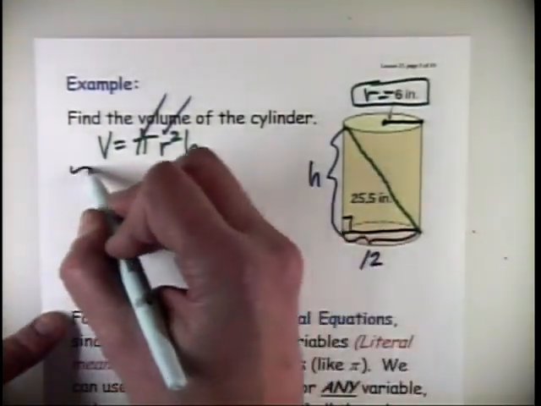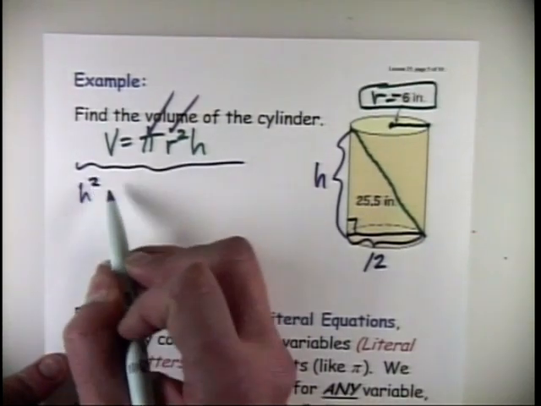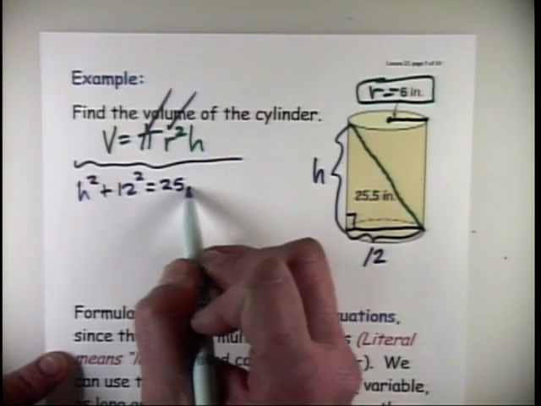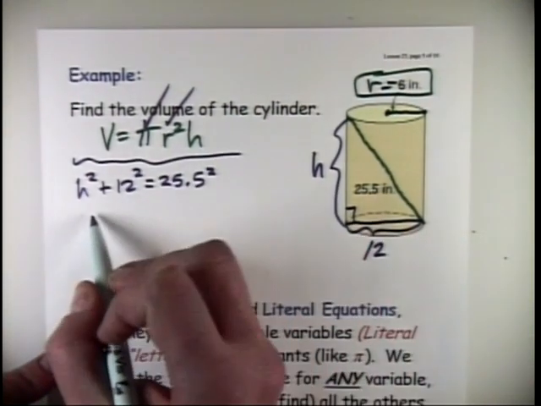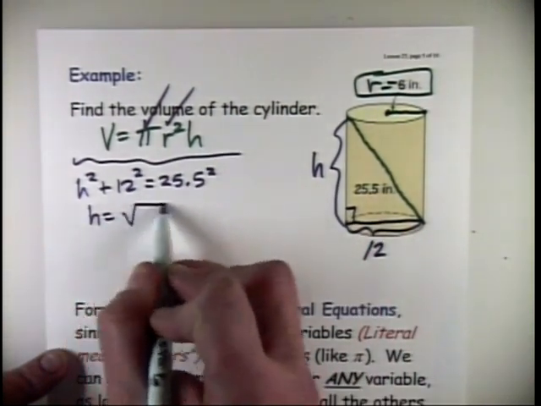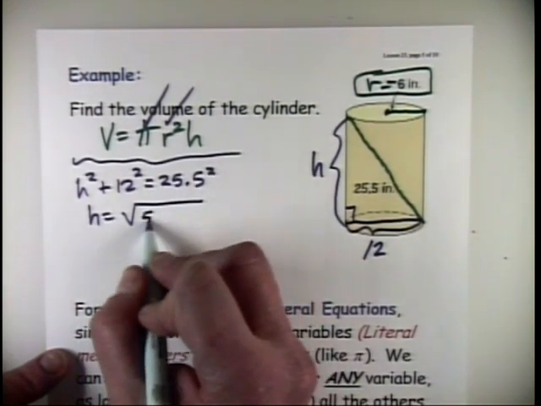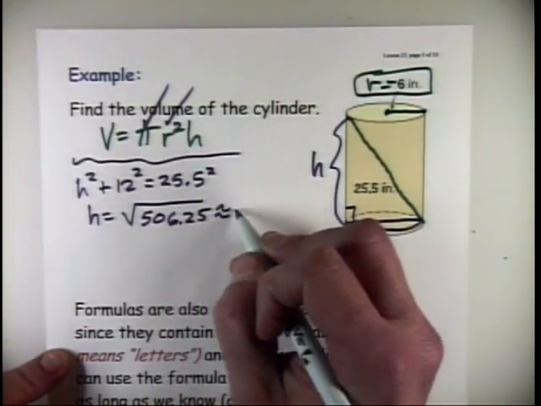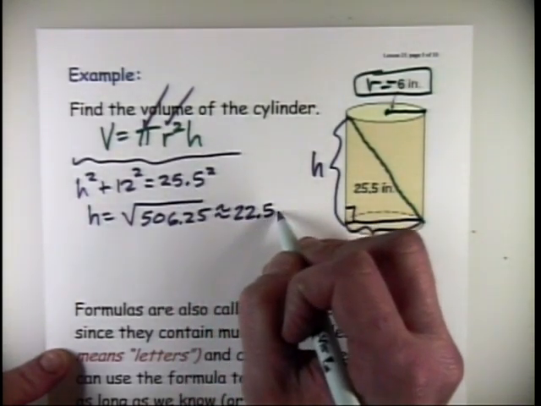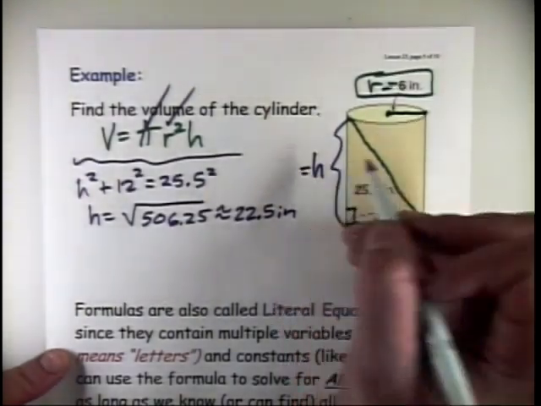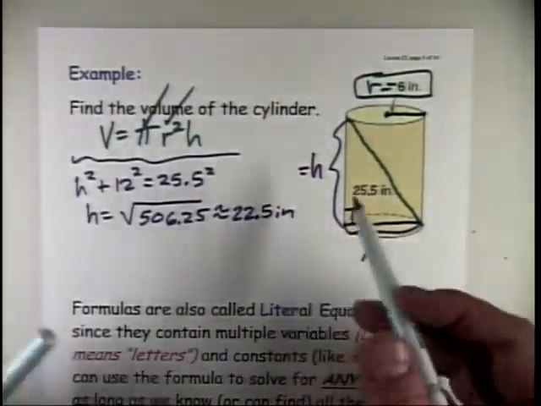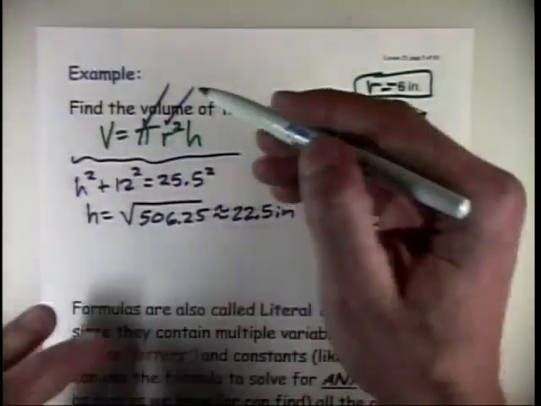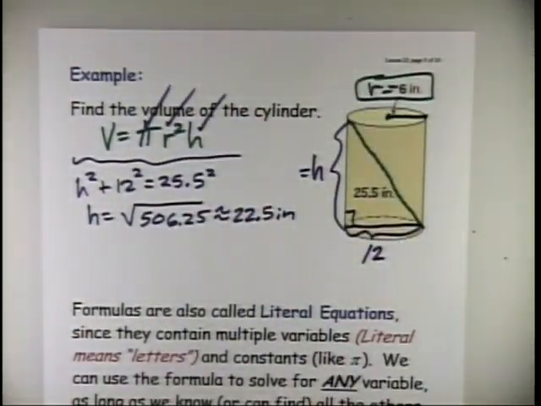I can set up my Pythagorean theorem. So I have h squared plus 12 squared equals 25.5 squared. And if I solve, I get h equals the square root of, doing the math, you get 506.25, which when you evaluate that, gives you about 22.5 inches. So that's what the h is. That's what I need. Okay, now that I have gathered all my posies here, everything that I need to plug into the equation, let's check off the h. I got it.